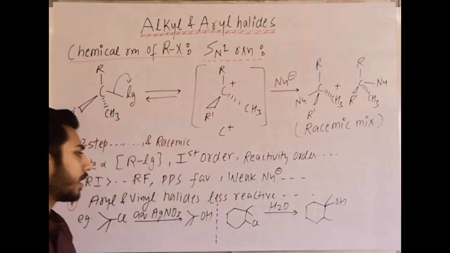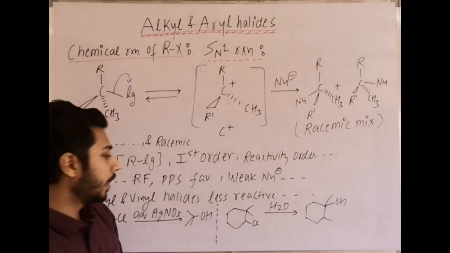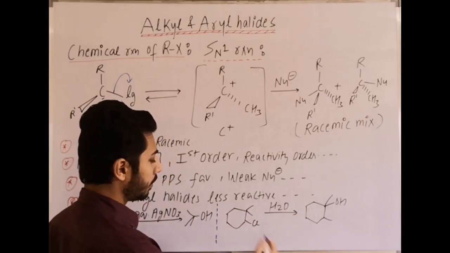So they are very less reactive, or generally we do not write any product with aryl halide and vinyl halide if we do these reactions. Example, it is tertiary alkyl halide, aqueous AgNO3. Aqueous medium means it is clearly SN1 mechanism. Ag will take Cl, AgCl formed, and from the water solvent, water will attack here, Cl leave, OH is there, alcohol formed. Similarly here, H2O is taken, what is the reaction?